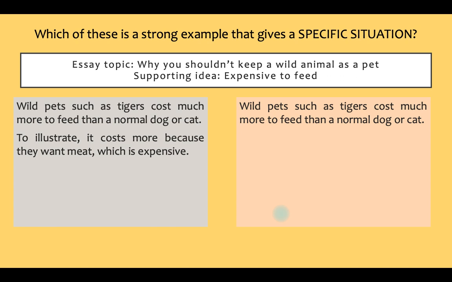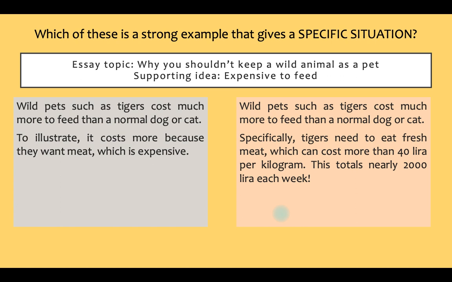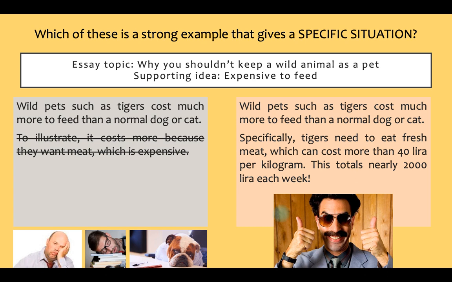Here's another one. Wild pets, such as tigers, cost much more to feed than a normal dog or cat. Specifically, tigers need to eat fresh meat, which can cost more than 40 lira per kilogram. This totals nearly 2,000 lira each week. So again, which one of these do you think is a stronger example that gives a specific situation? Again, it's the one on the right.